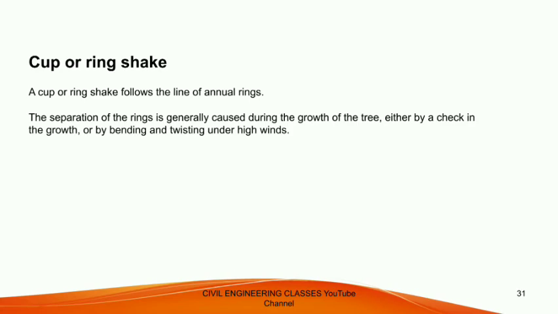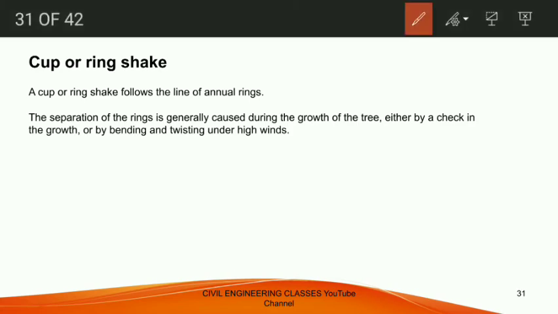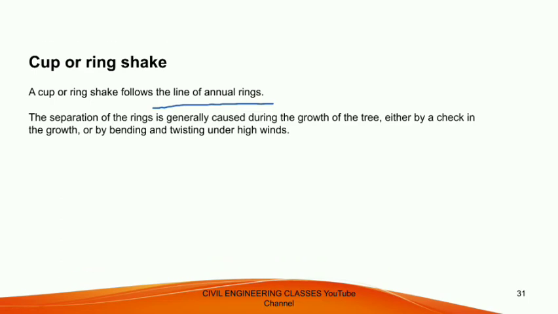Next one is cup shake or the ring shake. Cup shake or the ring shake are the cracks that are developed along the line of the annular rings. They cause the separation of the rings and it may be caused during the growth of the tree either by a check in the growth or by bending and twisting under high winds. That's all about the different types of shakes.